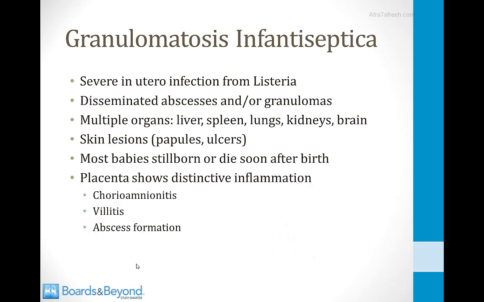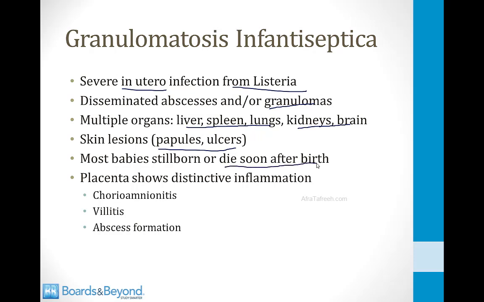So infection of a baby from a mother in pregnancy is called granulomatosis infantiseptica, which is a mouthful. And this is a severe in utero infection from Listeria. The baby develops disseminated abscesses or granulomas. Lots of organs can be involved, the liver, spleen, lungs, the kidneys, and the brain. The baby can develop skin lesions like papules and ulcers, and most of these babies will be stillborn or die soon after birth.